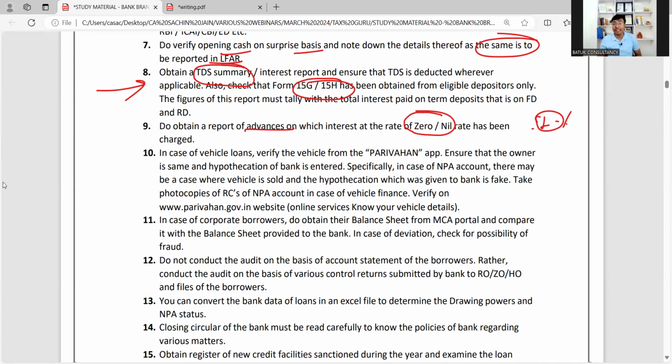by feeding the interest rate as 0, so that no interest will be applicable. So the account will not qualify or classify as an NPA automatically. So that is the thing we need to check.